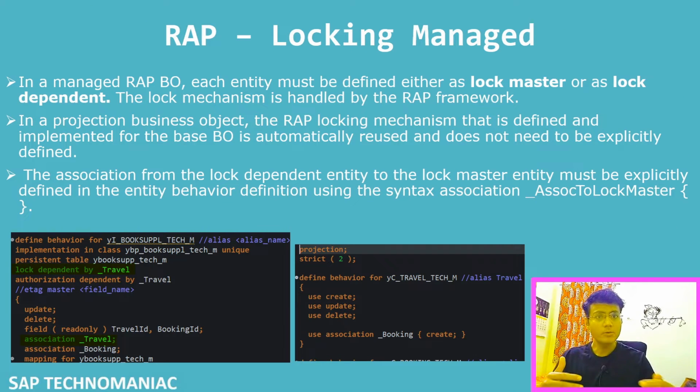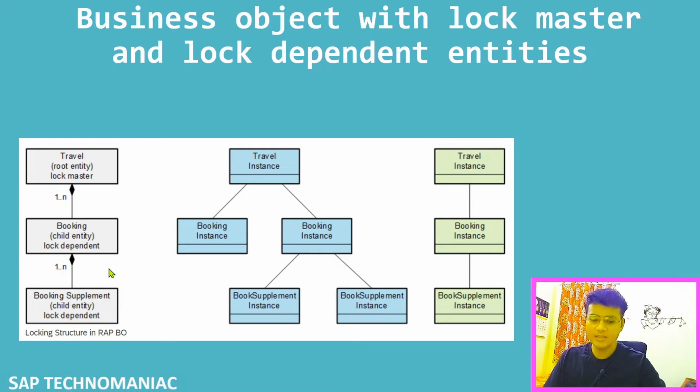So how do we apply this pessimistic lock also along with the ETag optimistic lock in our RAP application? Automatically, whenever you create the managed scenario and you create the behavior definition, you can see that automatically lock. Here you can't see, give me 1 second.